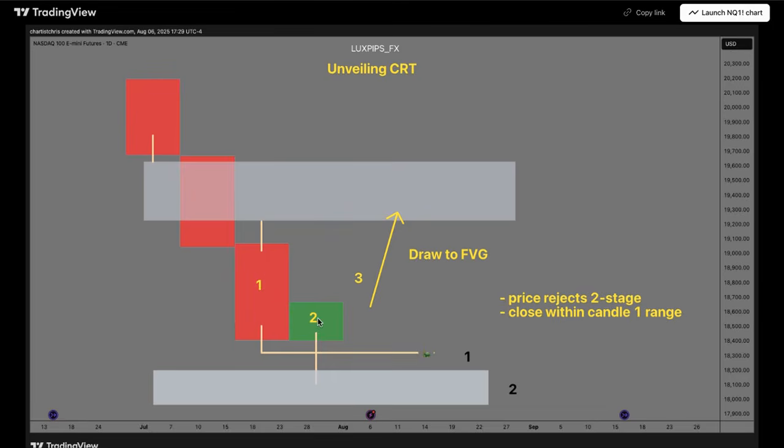Candle 2 is the one that manipulates and rejects the 1 and 2 stage liquidity to then close within the candle 1 range. As you can see, in this illustration, the second candle touches 1 and 2 stage, closes within, as you can expect, 1, 2, and 3. The third candle, as you may know already, is going to be the distribution candle. So A, M, D, 1, 2, 3. So this is an ERL to IRL example.